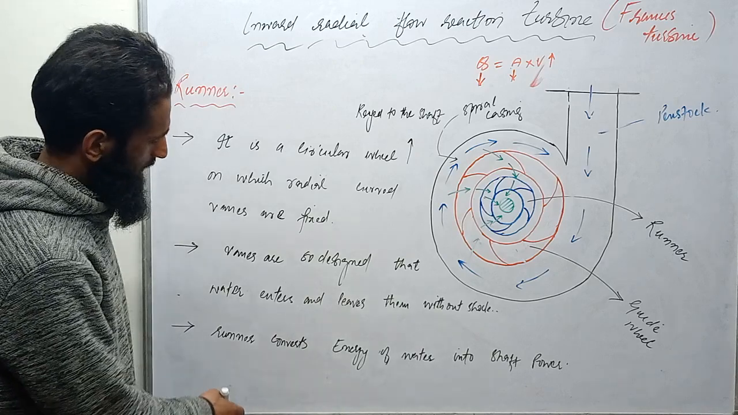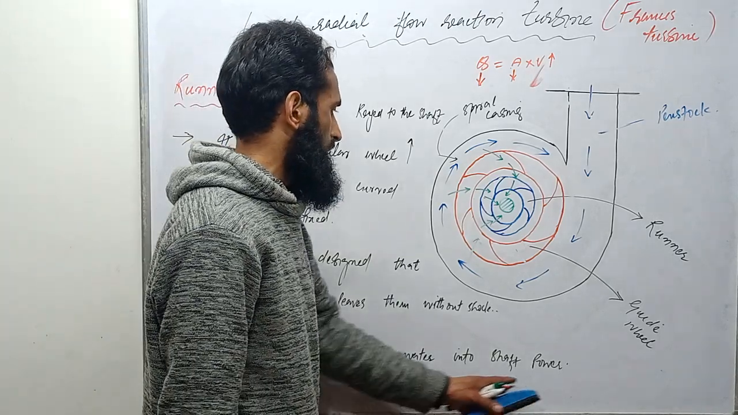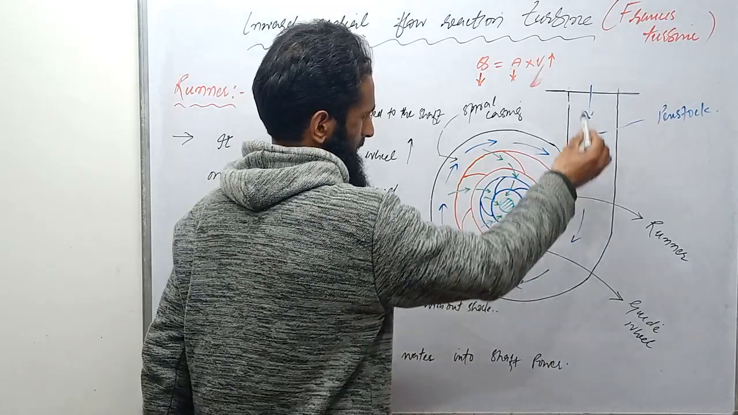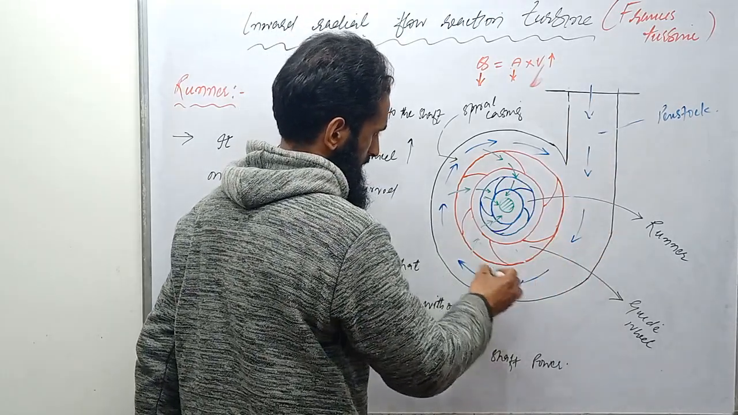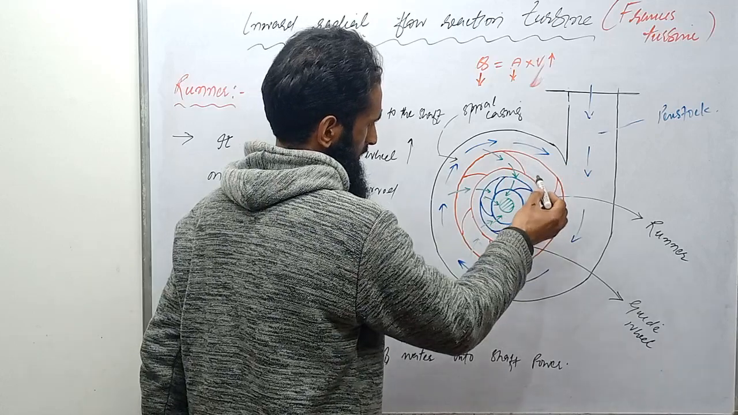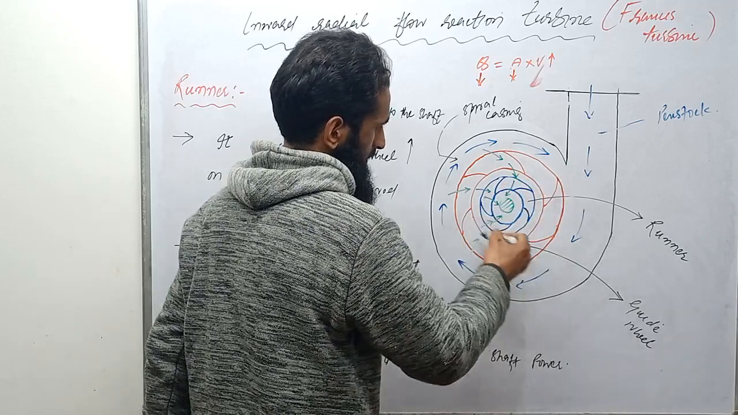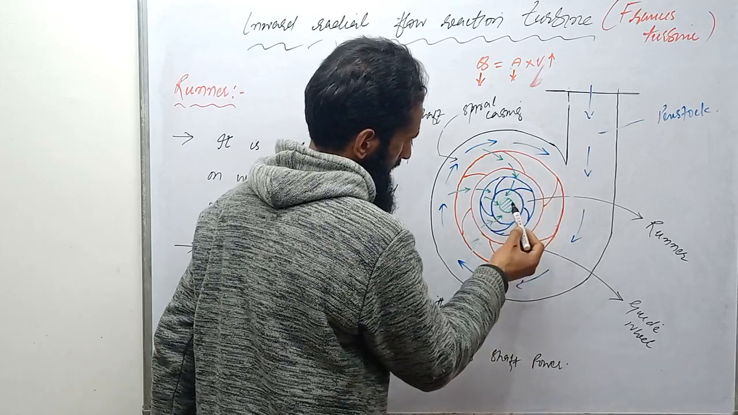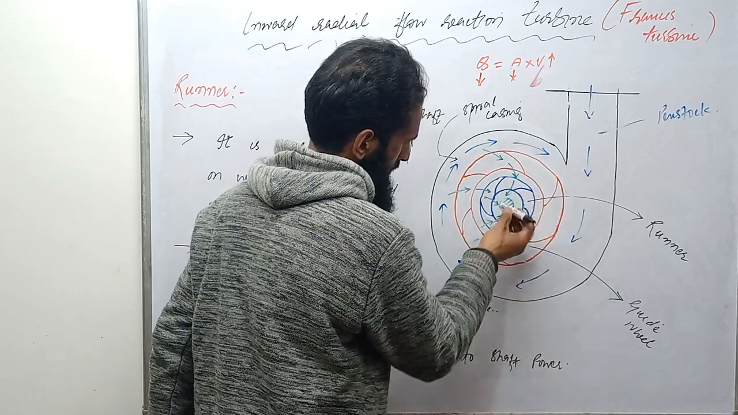And what is the function of runner? Runner converts energy of water into shaft power. So this is the penstock, the spiral casing, this wheel is the guide wheel, and this inside wheel is the runner, and this runner is keyed to the shaft.